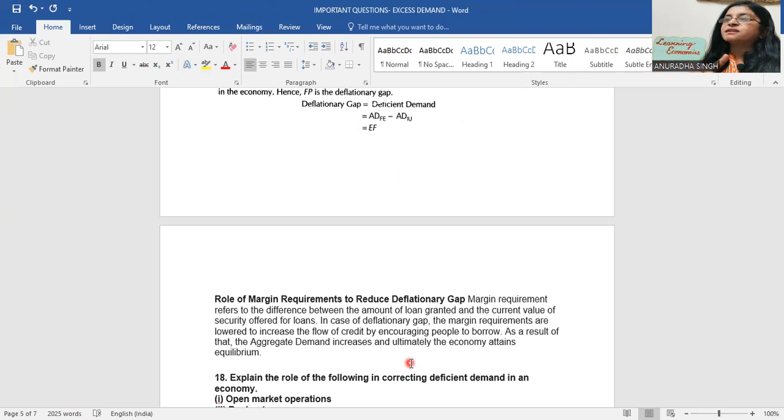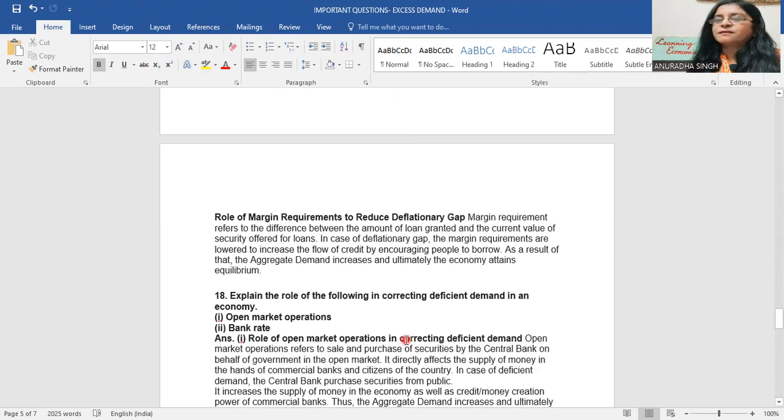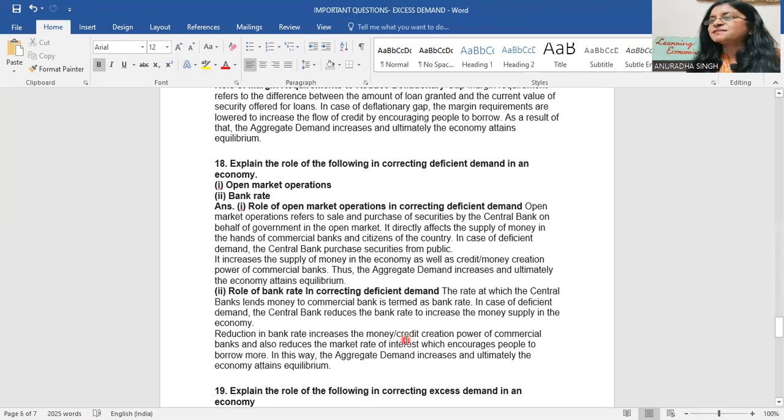When there is inflation, there is increase in the cash reserve ratio also. When there is inflation, there is increase in the statutory liquidity ratio also. So you can remember in this form. And when there is deflation, there is decrease in the marginal requirement, decrease in the cash reserve ratio, and decrease in the statutory liquidity ratio. So like this, you can remember. This is the easy method of remembering.